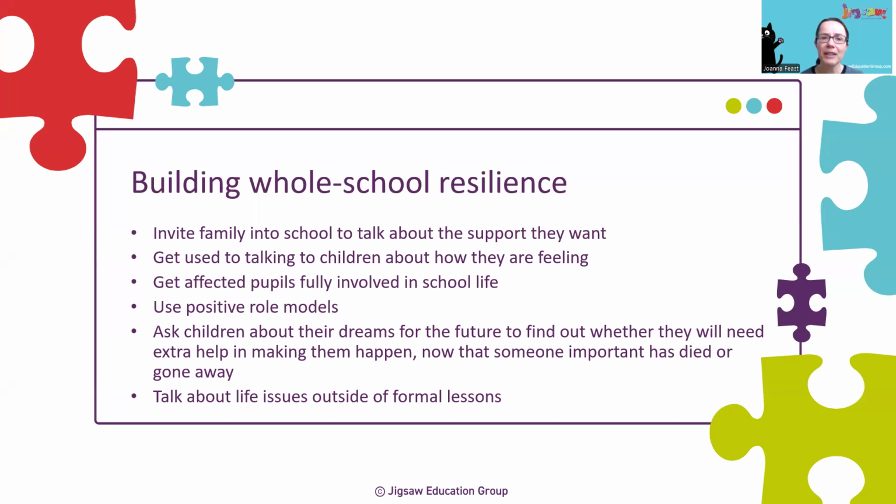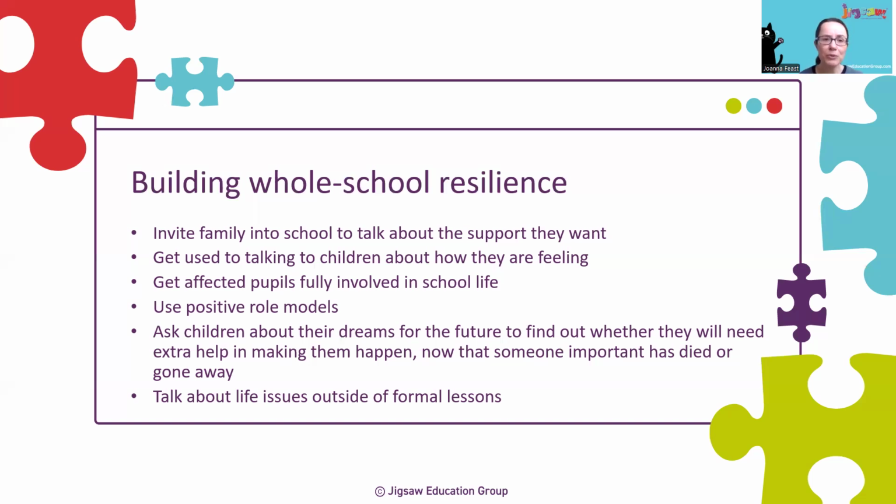So some of the things that we can do to support people in times of grief and loss are to invite the whole family into school to talk about the support that they want, rather than what you think they should have. Get used to talking to children about how they're feeling. And whilst that may feel too enormous, if we do it in a small way every single day, then it doesn't feel quite so overwhelming when there are very big feelings. We can talk about the smaller, more inconsequential feelings too.